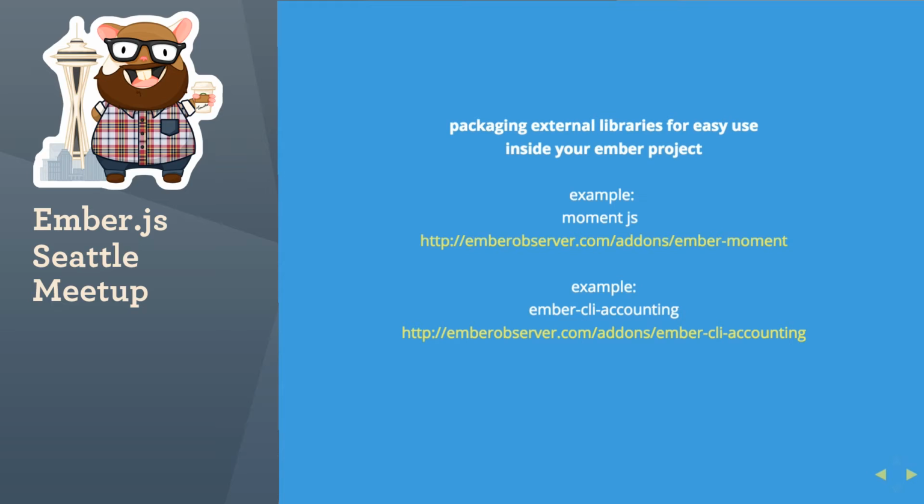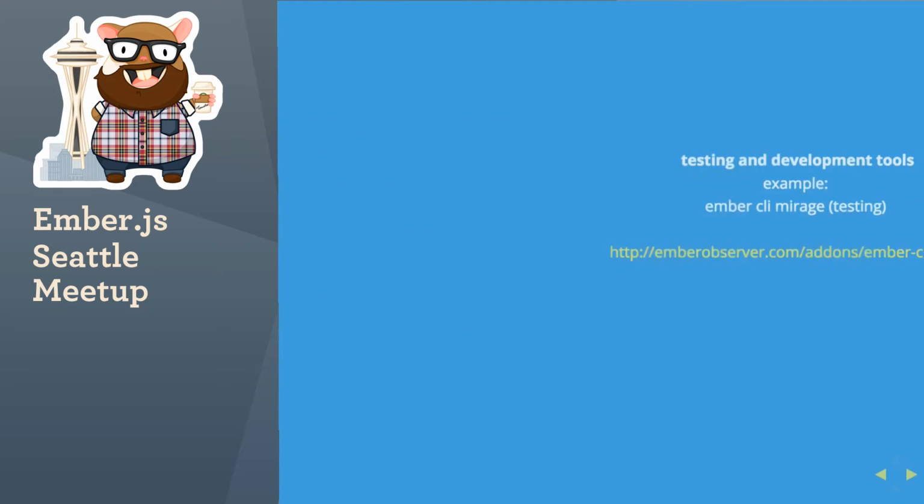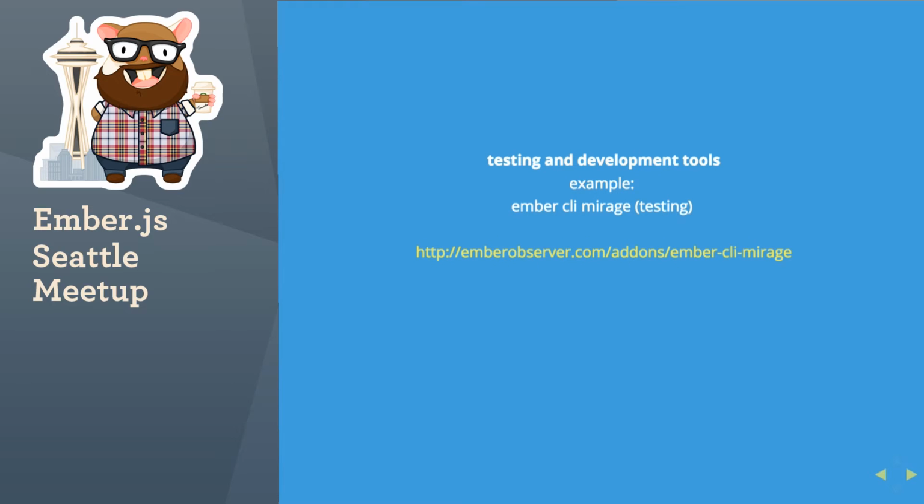External libraries. Say you have some JS library that you want to use, for example, like Moment or Ember-Cli accounting. You can just wrap it in an add-on. All your consumer has to do is say, ember install this add-on, and now they got the thing and it's ready to go.